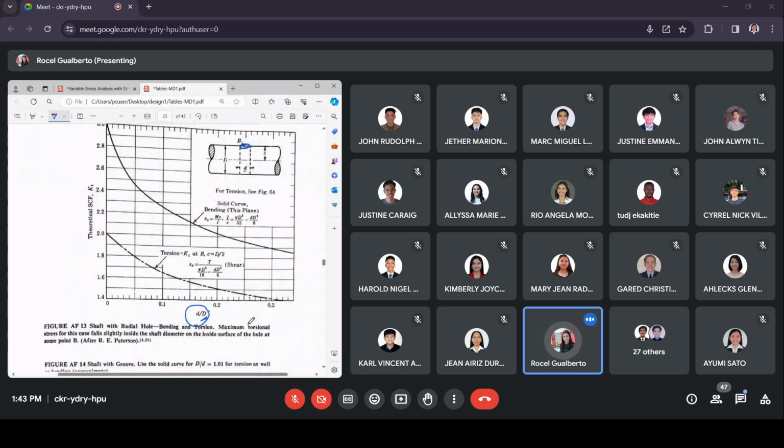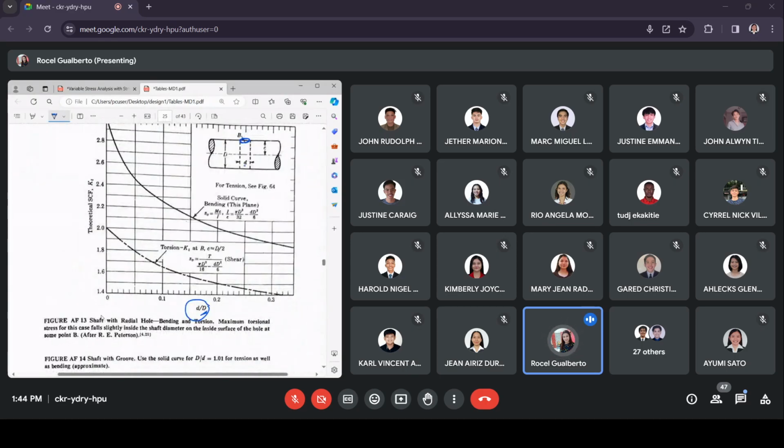AF13 is a shaft, the same as the given. But this is a shaft with a radial hole. If you locate the hole, it is on the top. This is simply a projection line of the diameter of the radial hole. So the hole is at the top, while in our given, the hole is facing us. So this is different from the given.